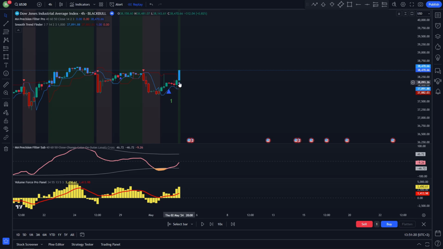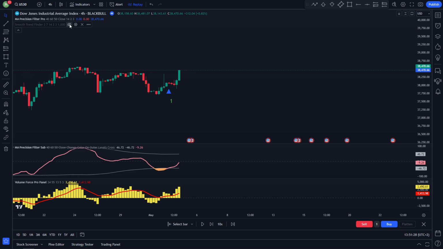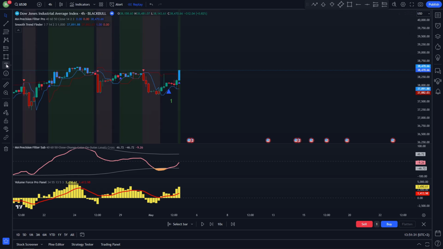After receiving this buy alert of a potential change in market direction, we need to wait for another confirmation from the Smooth Trend Finder. For this example, we had to wait a couple of candles before we received the additional confirmation. Now, all of these alerts can be set up via TradingView, meaning you don't have to spend all day in front of your charts.